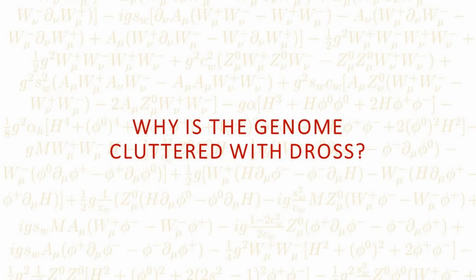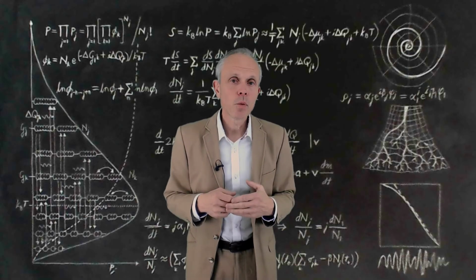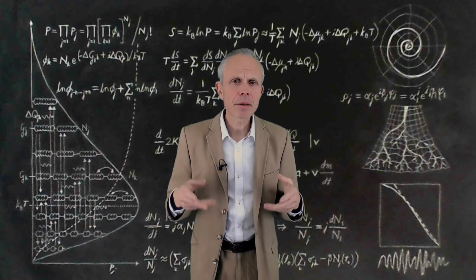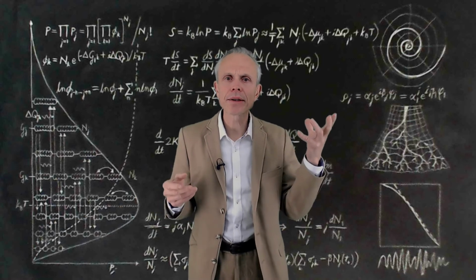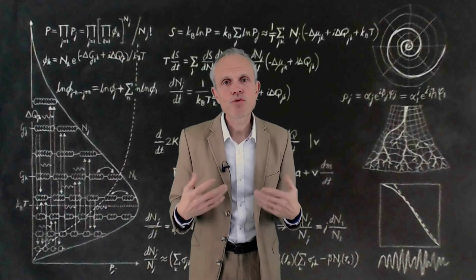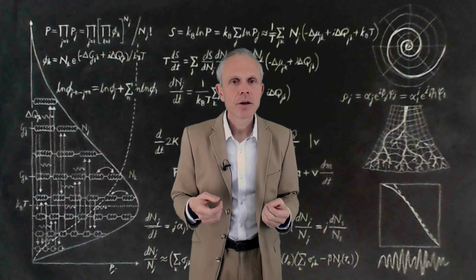Why is the genome cluttered with dross? The entire human genome was mapped in the early 2000s. The sequence of over 3 billion base pairs crowned the work that began in 1953 when Francis Crick and James Watson deciphered the structure of DNA. Back then, the beautiful double helix pointed to genetic determinism. But today, we recognize a role of epigenetic non-determinism.